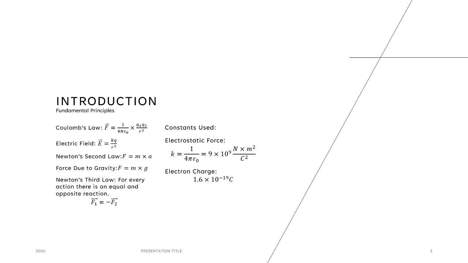Electric field, Newton's second law, which is force is equal to mass times acceleration, which leads us to force due to gravity, which is mass times gravity. Newton's third law, which states that for every action there's an equal and opposite reaction. The constants used in this equation include the electrostatic force and electron charge.